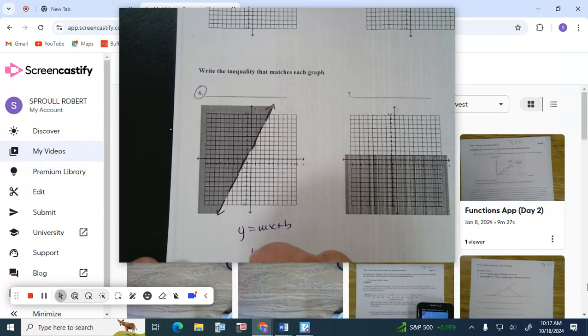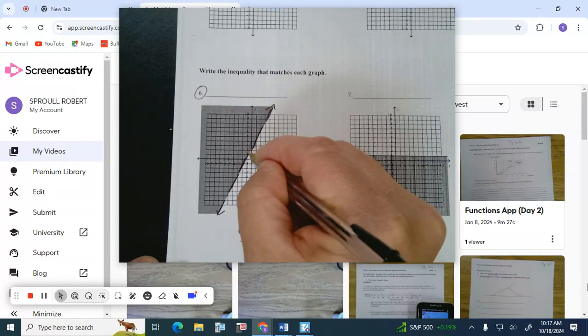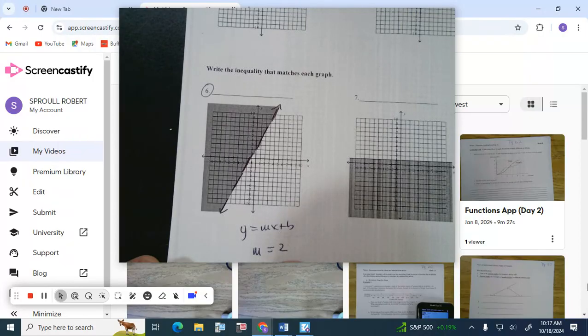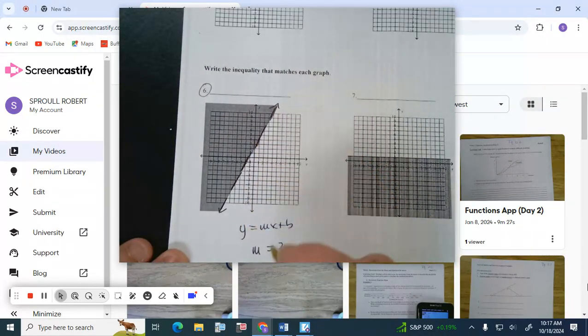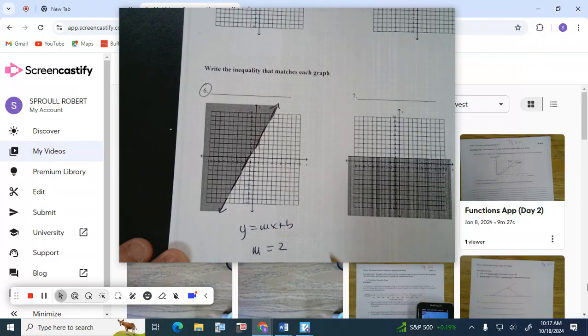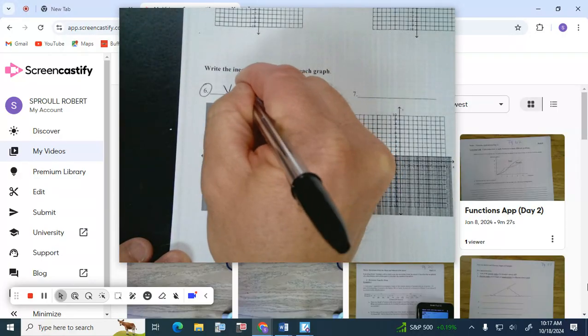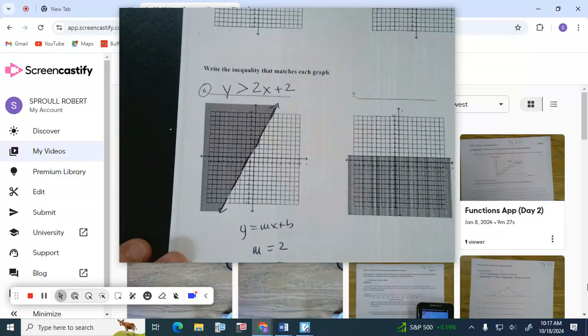So it looks like my slope, by picking 2 points, is up 2, right 1, up 2, right 1. So my slope is 2. My y-intercept, where it crosses the y-axis, looks like it's at positive 2 as well. So then I say to myself, okay, is this above the line or below the line? It's above it. So when I think of above, I actually think of greater than. So it's dashed. So I'm just going to do y is greater than 2x plus 2. And I just came up with my inequality.